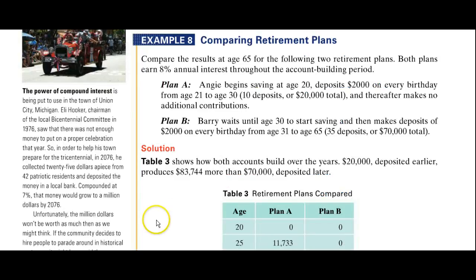Okay, this one, not of current interest perhaps, but something to think of. You want to compare the results at age 65 for the following two retirement plans. Both plans earn 8% annual interest throughout the account building period.